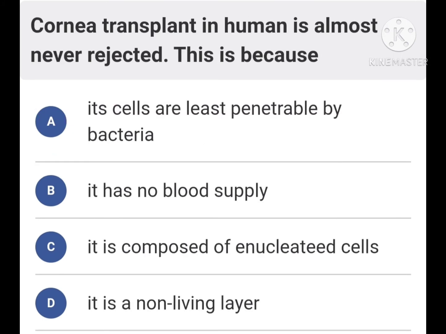Okay, let's see our next question. Cornea transplant in humans is almost never rejected.